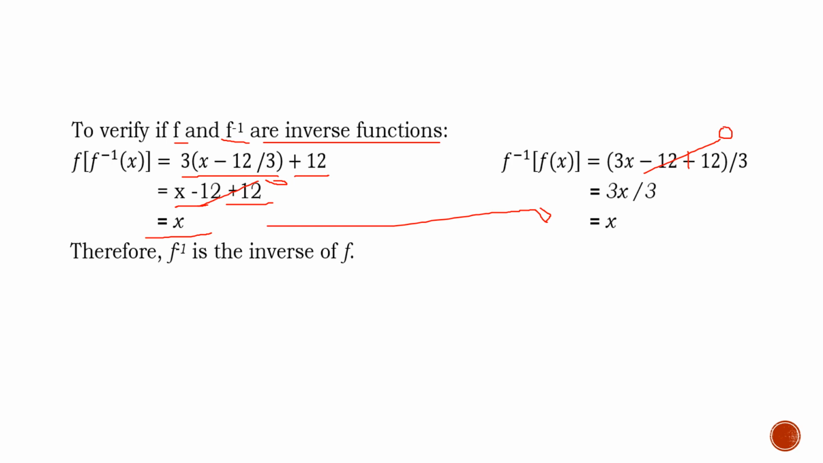So 3x becomes 3x over 3. So 3 will be cancelled out. So the remaining value is equal to positive x. So therefore, your f raised to negative 1 is the inverse of your function f.